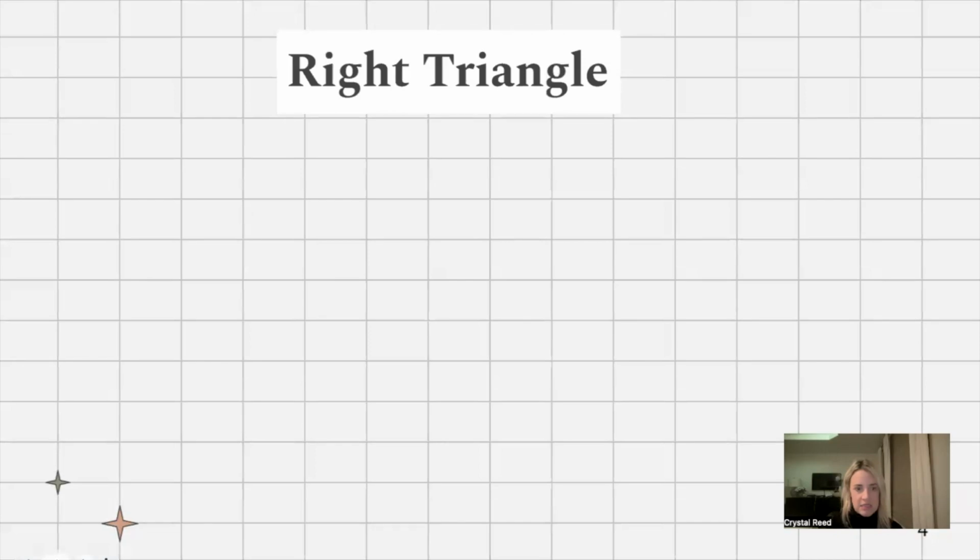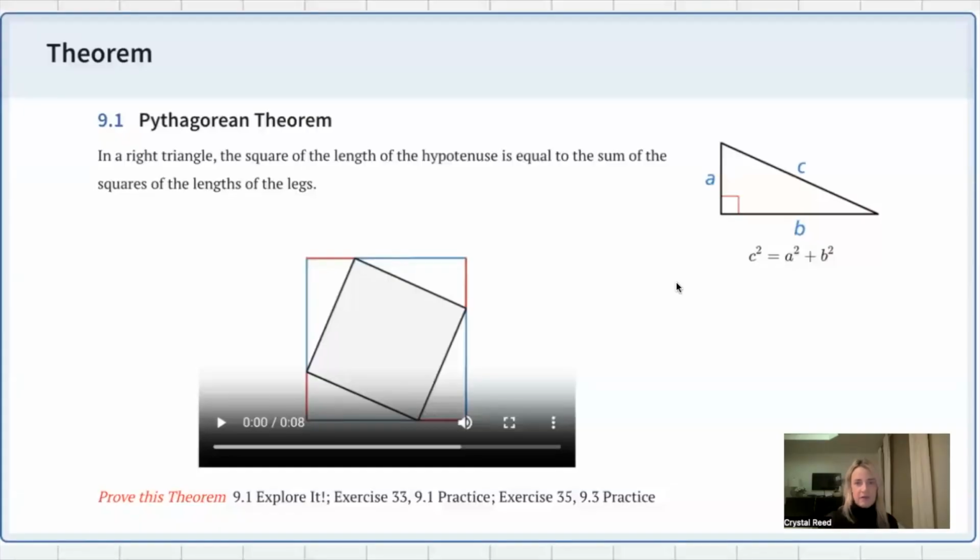And next up, we have our theorem, Pythagorean theorem. It says, in a right triangle, the square of the length of the hypotenuse is equal to the sum of the squares of the lengths of the sides. So C squared equals A squared plus B squared. Really though, a lot of times you'll see it in a different ordering, as A squared plus B squared equals C squared. That's the same thing, just written in another order.